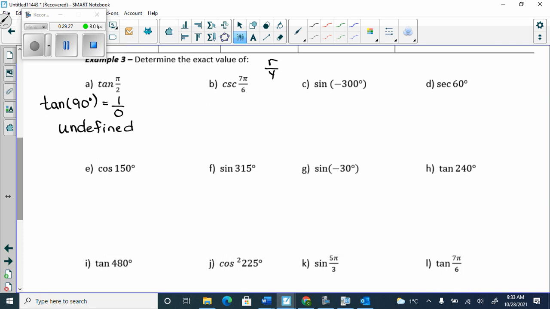When it's over 6, it's a 30-degree reference angle. 7 pi over 6 is the same as 210. So cosecant of 210. So we can do r over y, which would be 1 over y. But what do we do when it's 1 over y? What's that the same as? Y flipped, right?